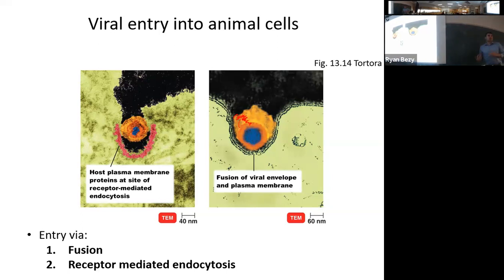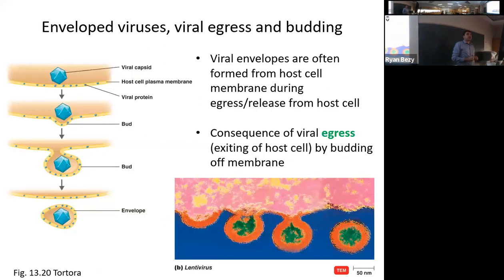So again, it's usually entering by fusion or receptor-mediated endocytosis, but the envelope of the virus can really help with this, especially in the case of fusion. So it helps with entry. And then remember also those viral envelopes, we talked about this last lecture, they're derived from host cell membranes during the egress process.